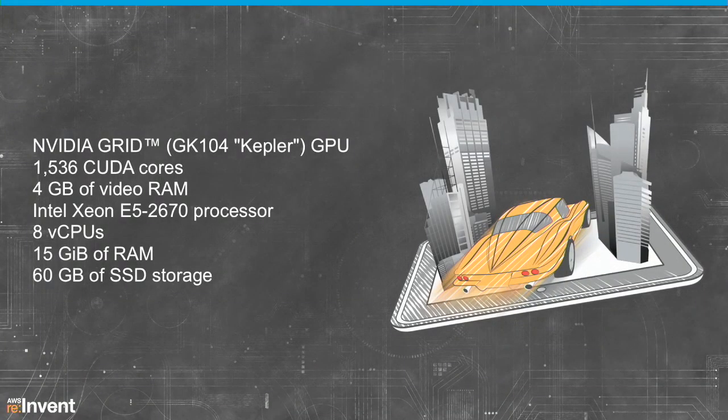EC2 already had one, the CG1, but the CG1 was not capable of doing graphics. The GPU part of that was for general purpose computing. You had to use something like NVIDIA's CUDA programming model and use it for parallel programming and other scientific computing topics. The G2 instance, on the other hand, is based on NVIDIA's GRID technology. It is explicitly designed for remote streaming and graphics applications.